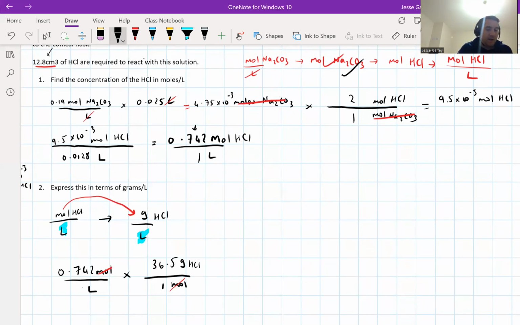And the answer I'm getting is 27. So that gives me 27 grams of HCl, because look, that's the unit that's left. The only unit that's left in the numerator is grams of HCl, and I've got liters in the denominator, the moles are gone. So that's 27 grams of HCl per liter of HCl solution.